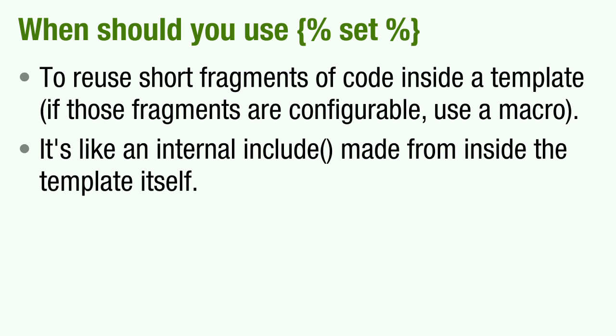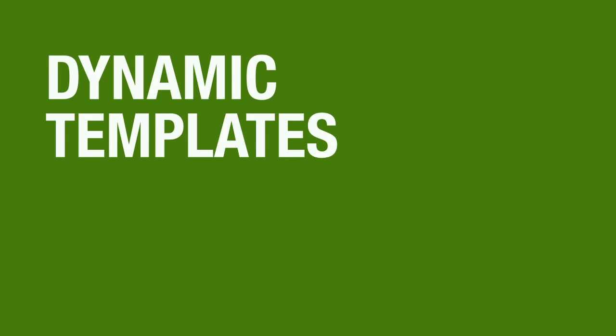Okay. Next up is dynamic templates. So when you include a template or when you extend a template, the parameter is actually a string, and the string is actually a path to a template on your file system. Or at least most of the time, that's how it works. But sometimes the templates are stored in a database, or you want to define a template directly into a template.